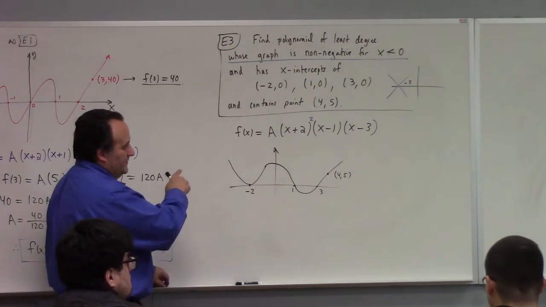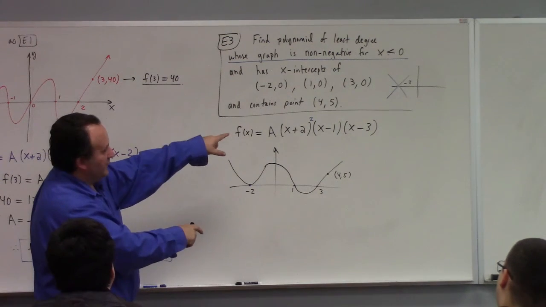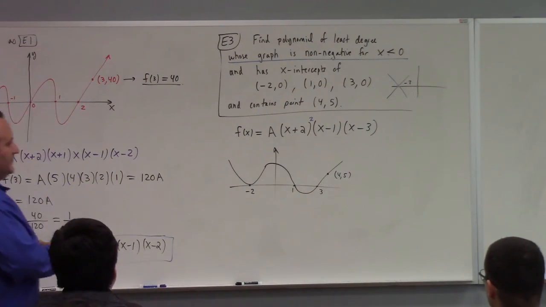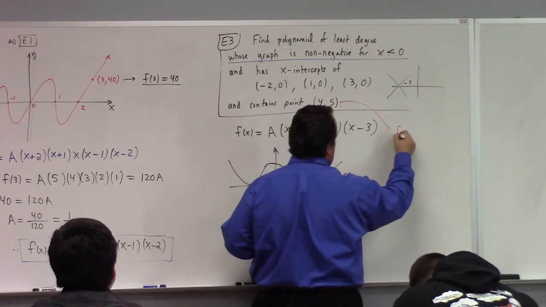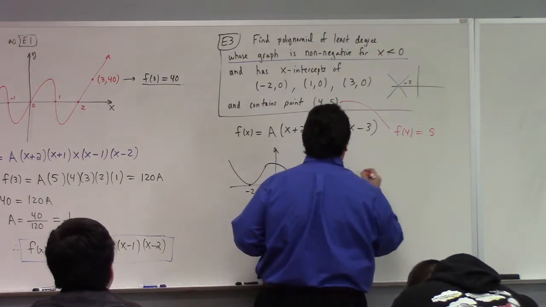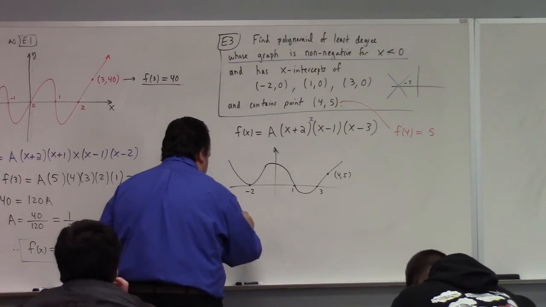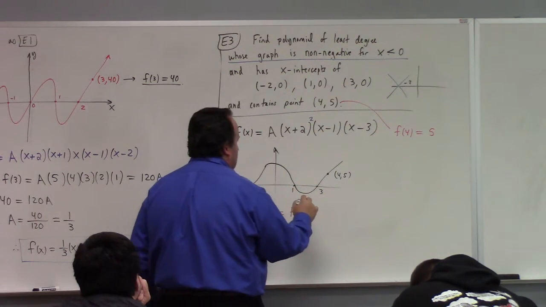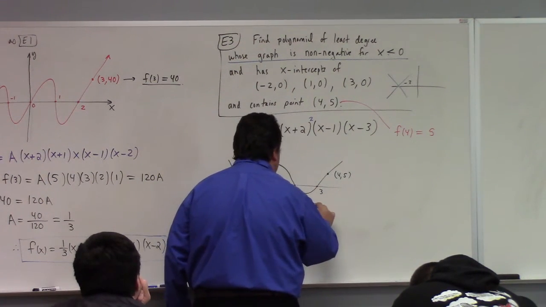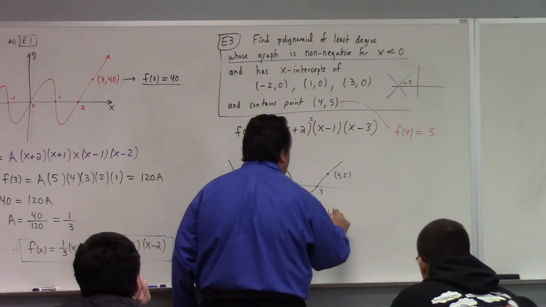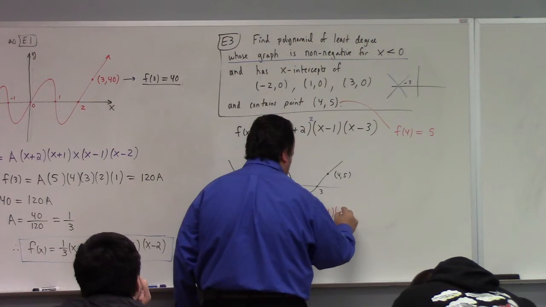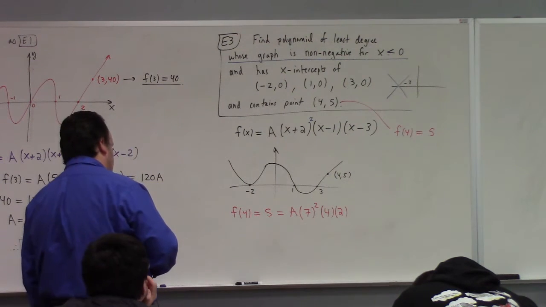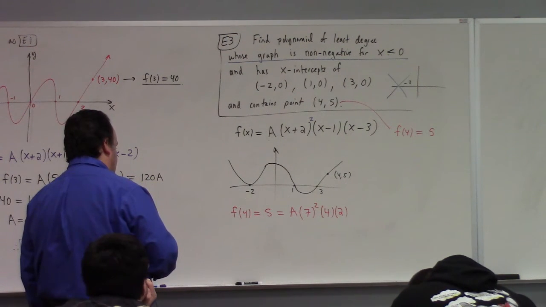Excellent question. So now we can figure A out, right? Because we got the 4, 5 point, so we got to plug that in. What does 4, 5 mean? That means f of 4 equals 5, right? So let's do that. F of 4 equals 5, but that's equal to A times, 5 plus 2 is 7. Got to square that. 5 minus 1 is 4. 5 minus 3 is 2. So you got yourself a 56 times 7, which is, I don't know, 350 plus.